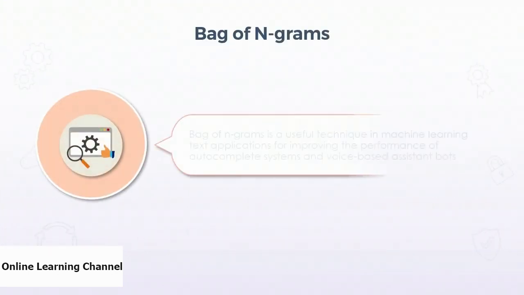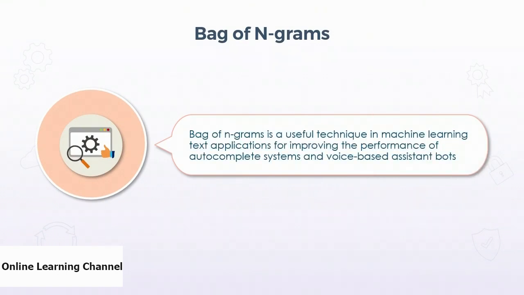The bag of n-gram technique is really useful in various machine learning applications, such as improving predictions of an autocomplete system and training voice-based personal assistant bots. As an example, with trigram training, model bots are able to understand the difference between sentences such as set the date and what's the date.